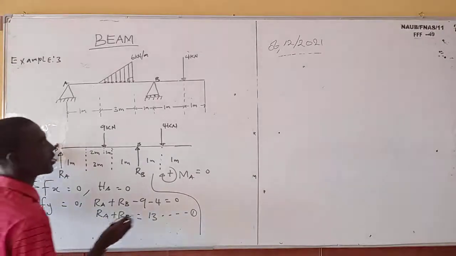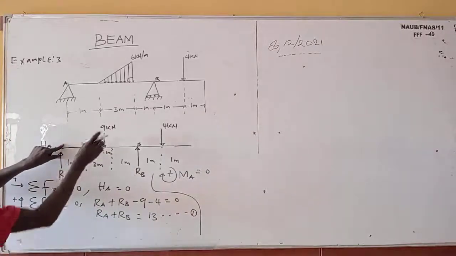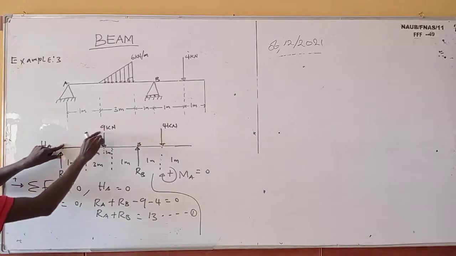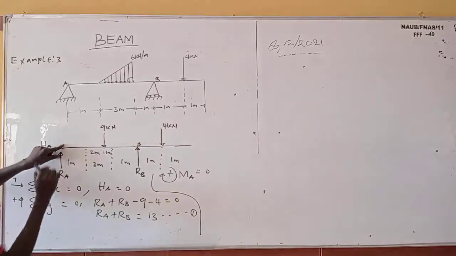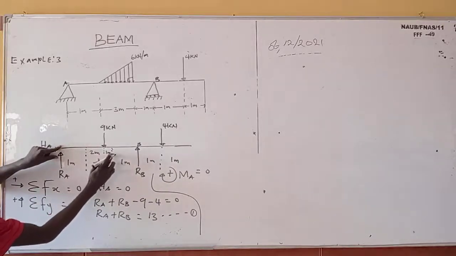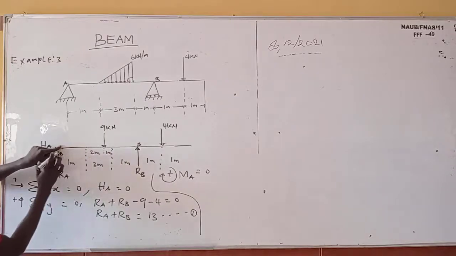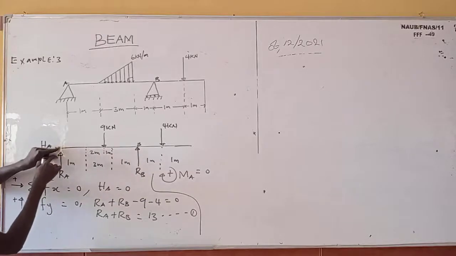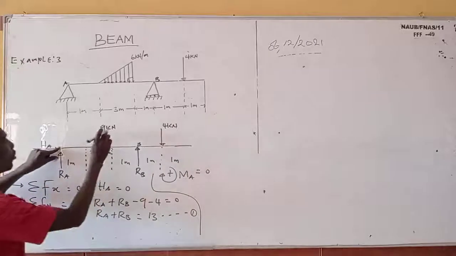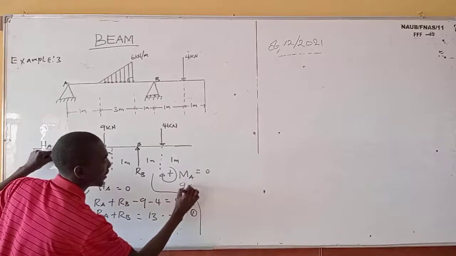Okay, so now when we say clockwise moment should be positive, it means I'll consider this upward force first. And this upward force is nothing but 9 kilonewton. And what is the distance from here to here? Don't forget that from here to here is 1 meter, from here to here is 2 meter. So from here to here will be 2 plus 1, which is 3. Don't forget moment is force times perpendicular distance. So which is going to be 9 times the total distance, 9 times 3.